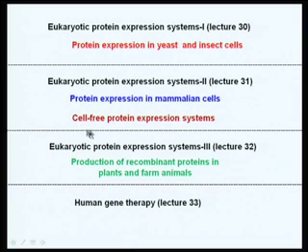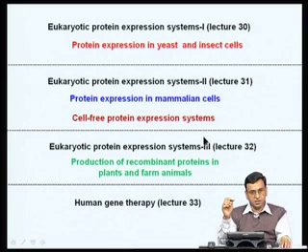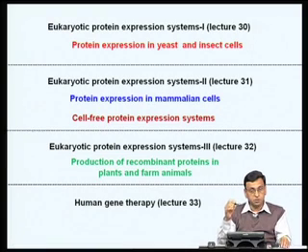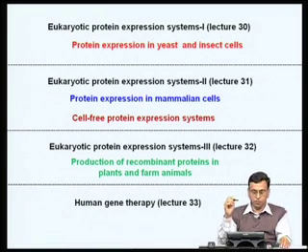So let us discuss today what kind of mammalian expression systems are available and how one goes about expressing a gene in a mammalian expression system. I am also going to spend some time to discuss cell-free protein expression systems, which have a number of advantages as well as disadvantages over expressing genes in cells and cell lines.